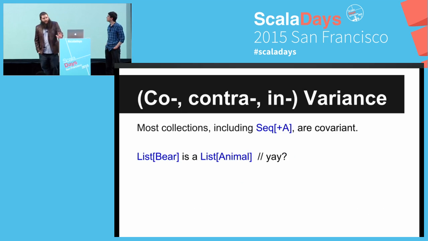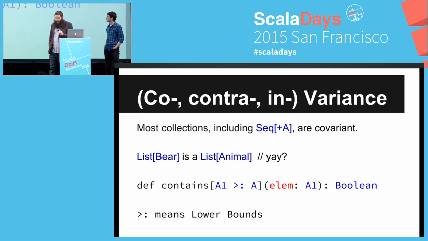All right, and finally, I'd like to talk a little bit about co-, contra-, and invariance, because you've seen throughout that for the most part, ScalaZ only uses invariant types, while Scala typically uses covariant. This gives you the nice property that if something requests a list of animals and you give it a list of bears, everything's great. But because of the nature of covariance, you actually have an issue here.